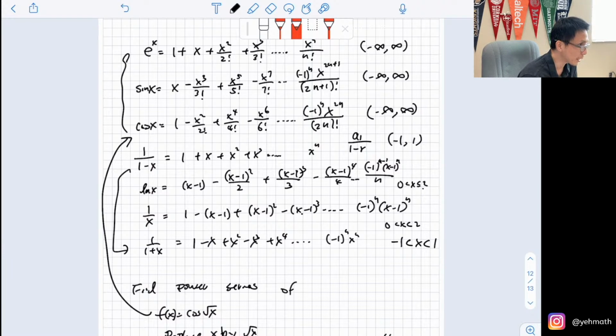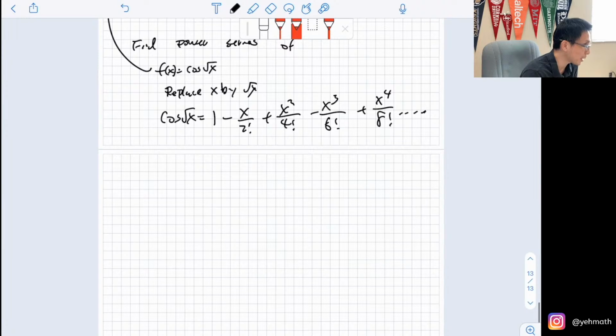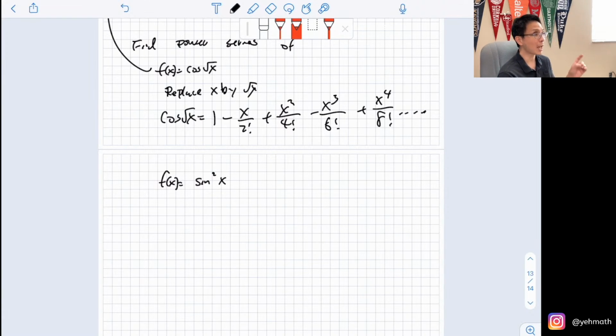Now, sometimes you can get something weird, then you have to work from the beginning. So let's just say, how do I find a power series of f of x equal to sine squared of x? Now, this is not sine of x squared. This one is sine squared of x. Is it possible for me to find that? Yes. Could you just split it into sine x times sine x? Well, it doesn't work with power series like that.